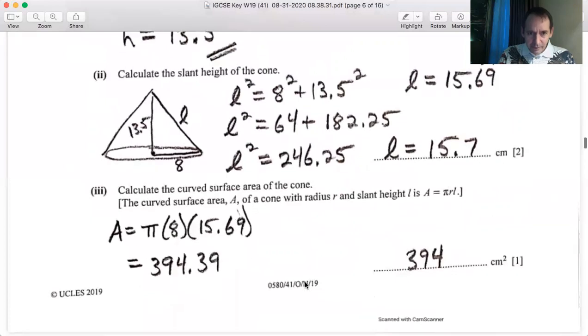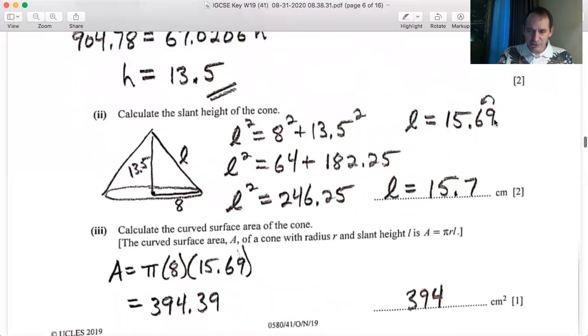Calculate the curved surface area of the cone. So now the curved surface area is pi RL. It gives that, meaning we're not including the base, just the curved part, not the flat part on the bottom. So area is pi RL. The radius was 8. The L we got from right here. Again, it's a linked problem, so you have to have this 15.7. Notice I went back and used the 2 decimal places just to be a little bit more accurate.